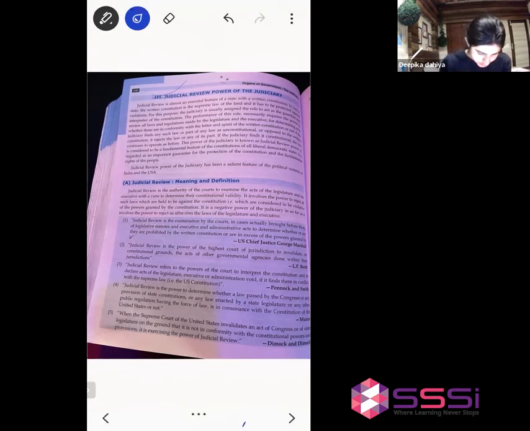Okay. Now, mark the judicial review definition. Judicial review is the authority of the courts to examine the acts of the legislature and the executive with a view to determine their constitutional validity. Underline till here. Please read once, and if you have any doubt, please ask. Or you can write any of these definitions. Whenever there's a question on judicial review, just write the definition of judicial review in the introduction.